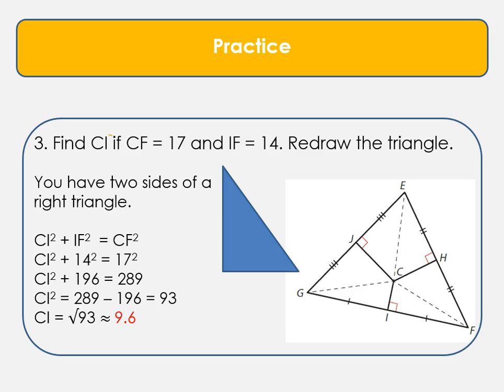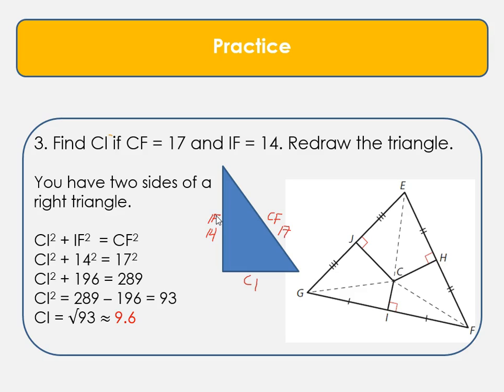CI will be this bottom length, and then CF is the hypotenuse, and IF is the height. And we have IF is 14, CF is 17. So we have two values in our 90-degree triangle. That means we can solve using the Pythagorean theorem.